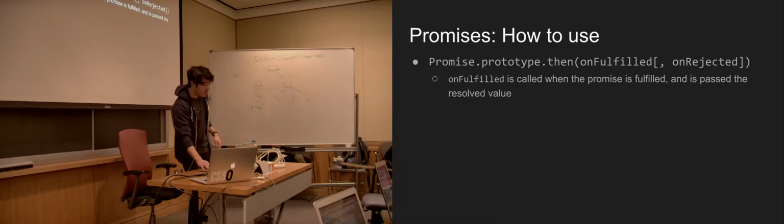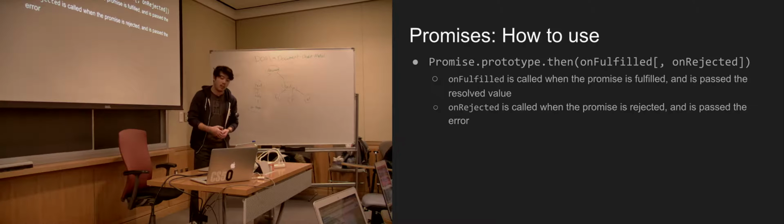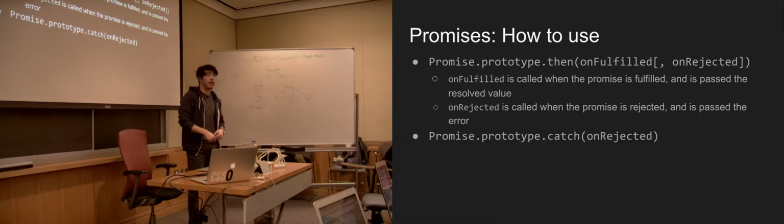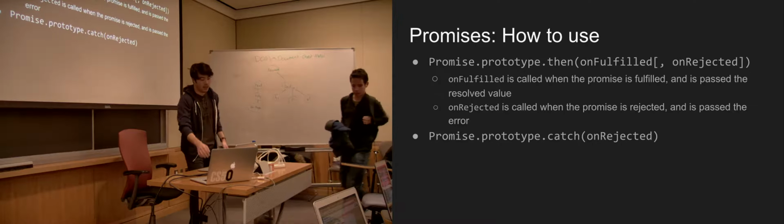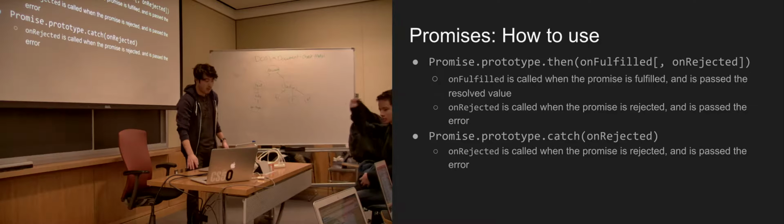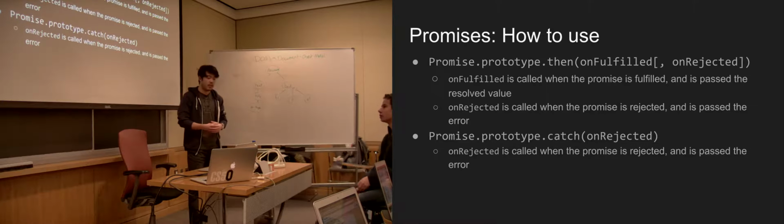What happens if it's rejected? That's the second argument. OnRejected is called when the promise is rejected and is passed the error. And you may notice that the onRejected is optional. So we can just say promise.prototype.catch instead will catch the error, which takes a single function, onRejected, which is called when the promise is rejected and is passed that error.